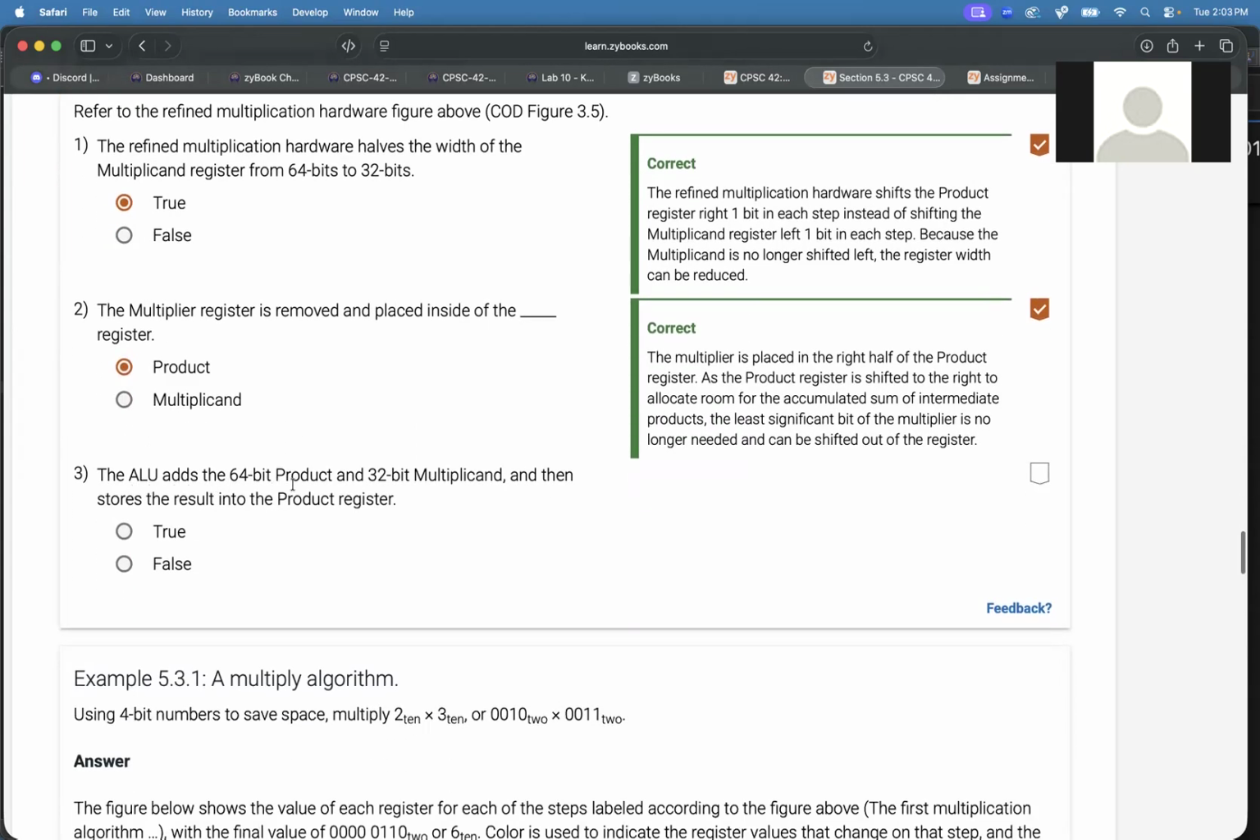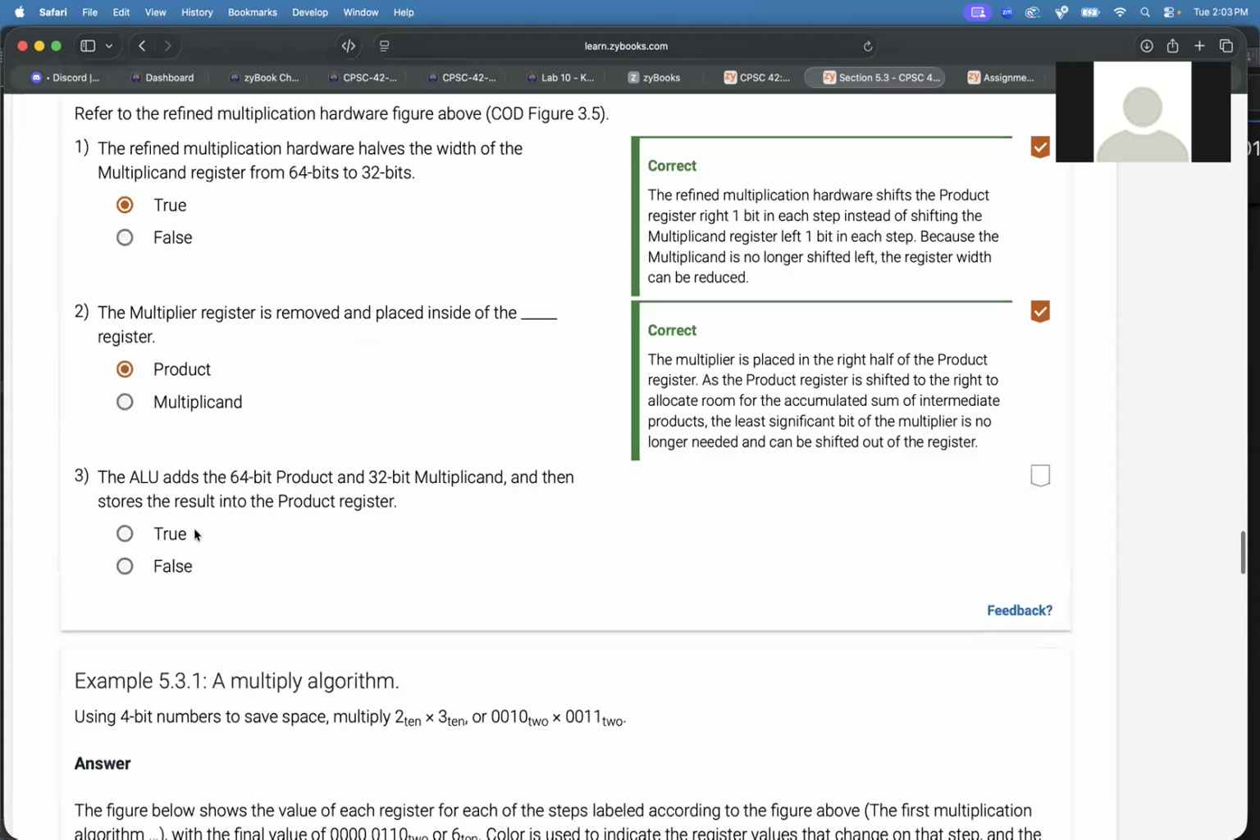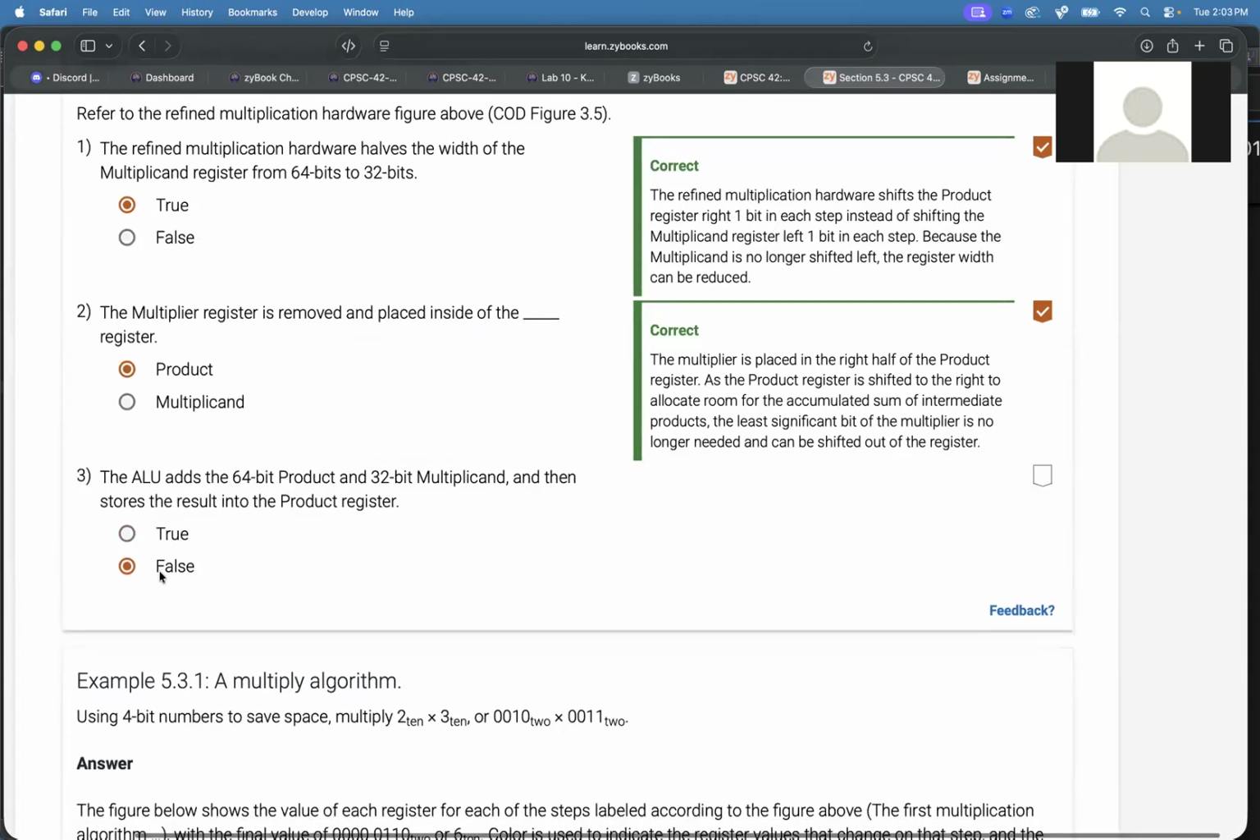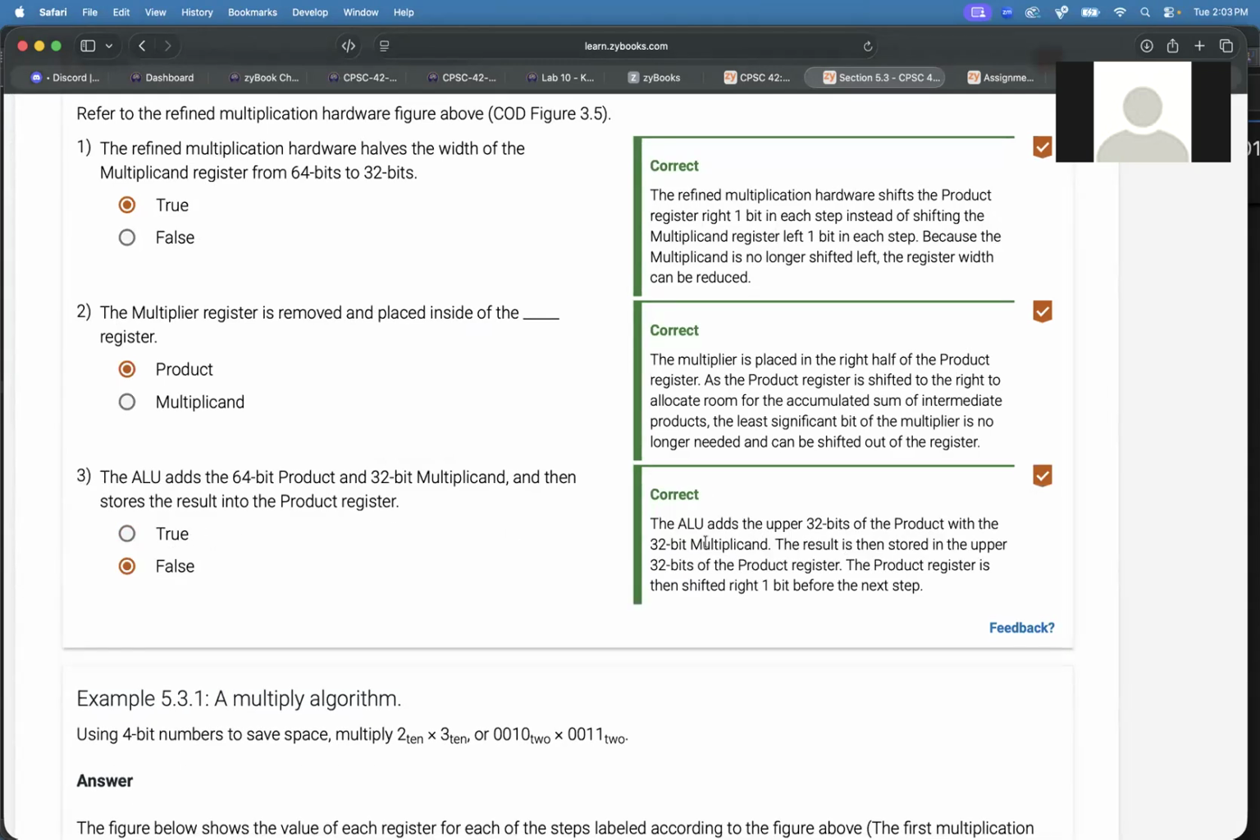The ALU adds the 64-bit product and the 32-bit multiplicand and then stores the result in the product register, I guess. Oh, I didn't read. Stored in the product register. Wait. Oh, it adds 32 bits to 32 bits, not 64 bits to 32 bits.